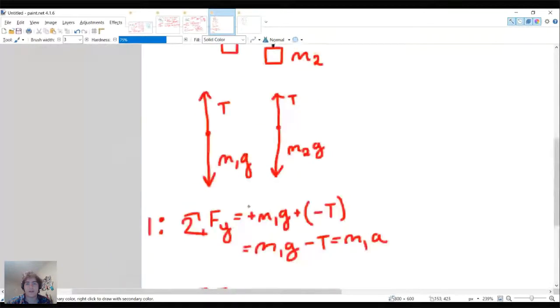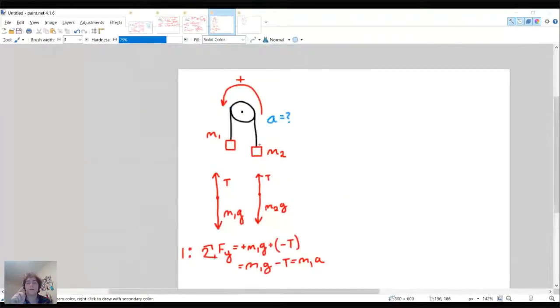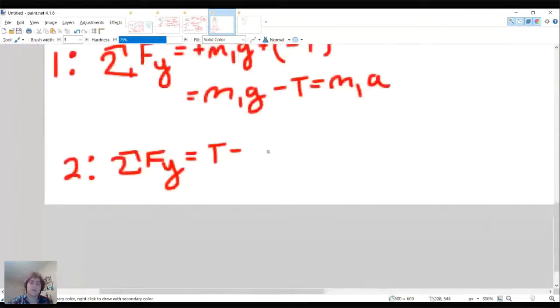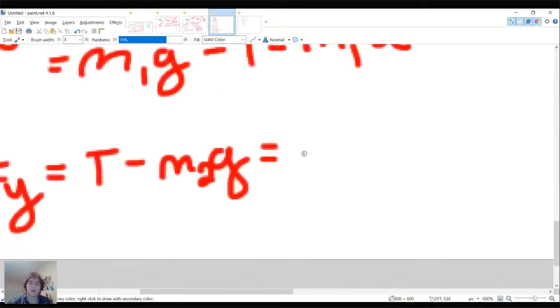This is going to be tension in the positive direction now, right? Because on M2, from the diagram we drew, the tension is now pointing in the positive direction. So now we have T minus M2G is equal to M2A.